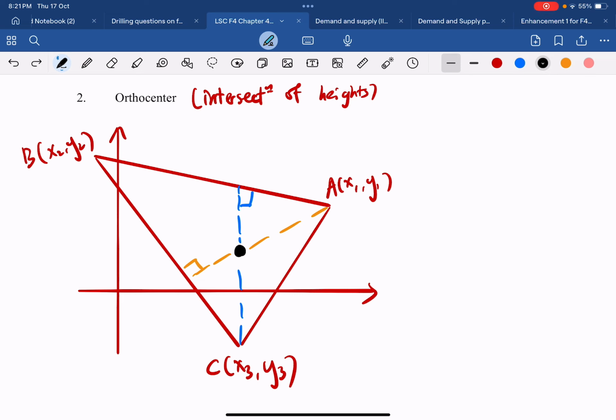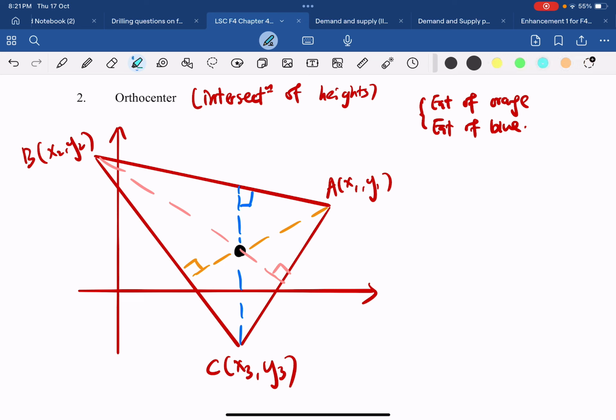For sure, we can also draw the 3rd height. The 3rd height would be like this. So now, how to find the orthocenter? Just now I said, if you have the equations of 2 heights, then you can already find the orthocenter, right? So we need the equations of 2 heights. Let's say the equation of the orange height and the equation of the blue height, like this one and this one.